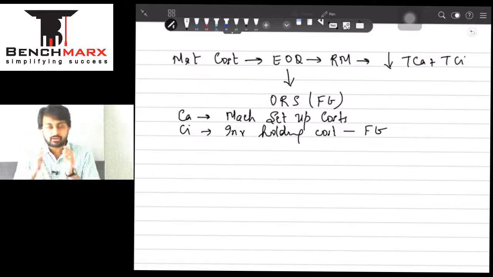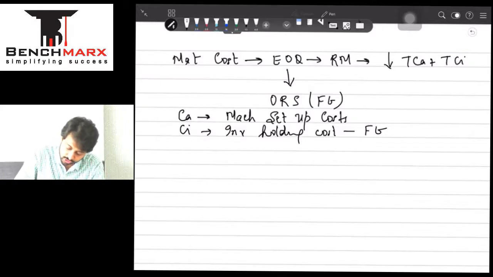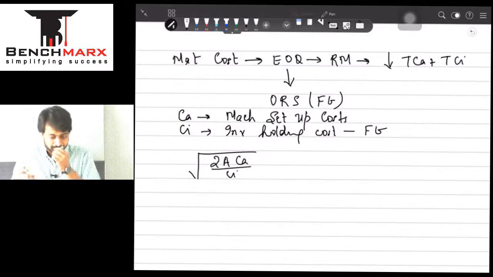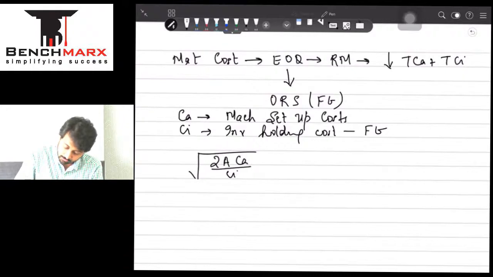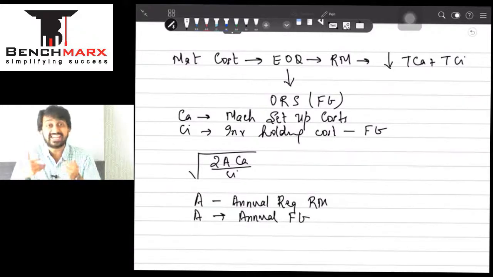In the previous concept we are finding the quantity of goods that we have to order at one time. In this concept it is the quantity of goods we have to manufacture in one production run. So the formula was 2ACA upon CI. The formula here will also be the same. In the previous case A was the annual requirement of RM. In this case A is going to be the annual demand of the finished goods because this is pertaining to finished goods.